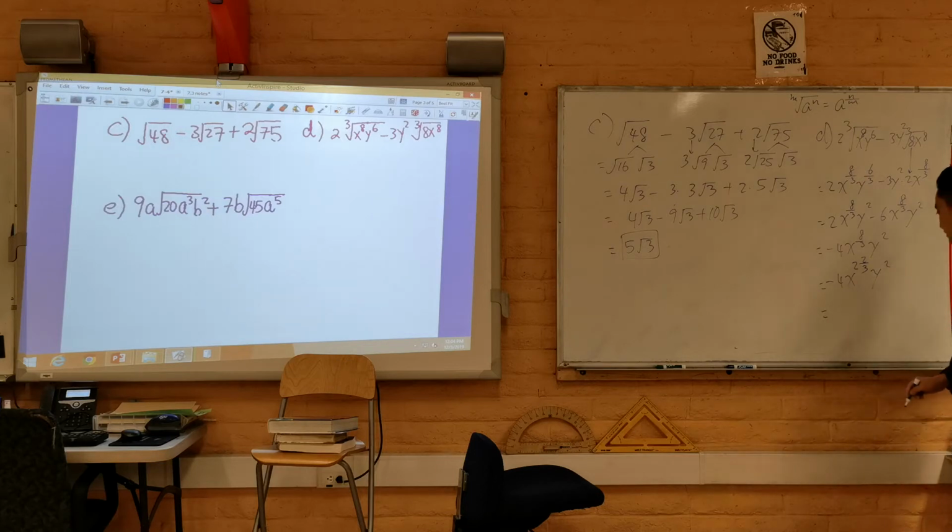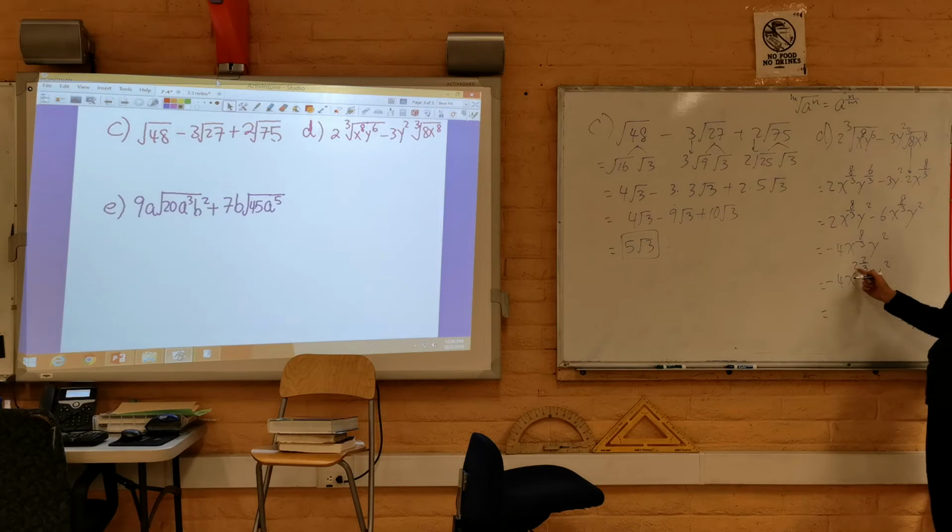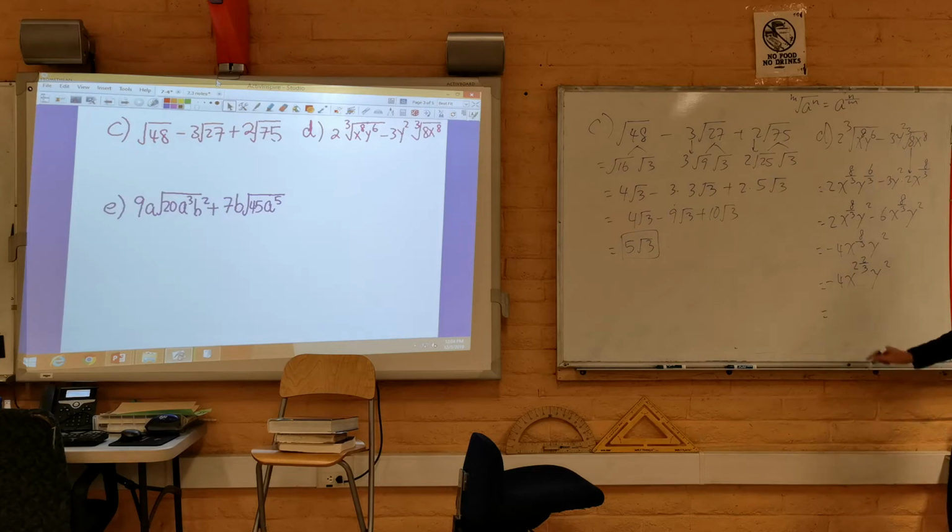For the last step, we want to categorize the perfect integer exponents and separate them out from the rational exponent. So we got negative 4, x squared, y squared, which are all outside the radical. And the one that stays inside the radical is the cube root of x squared.